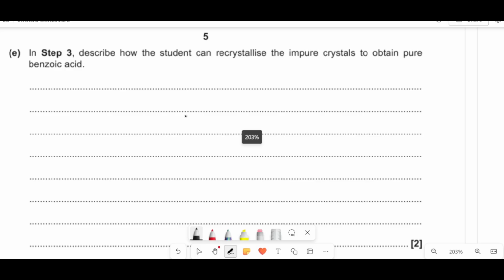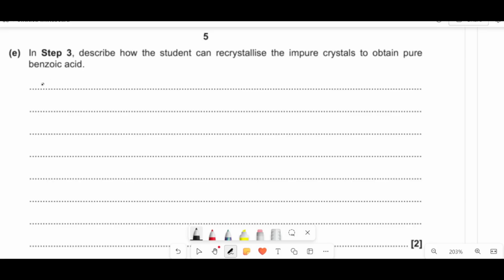Done. So in step 3, describe how students can recrystallize these impure crystals to get pure benzoic acid. The whole point of recrystallization is you're trying to separate soluble impurities from something that's insoluble in this sense. People started talking about using a drying agent. That's where you're separating two liquids using their densities in a separating funnel and then drying them after. Here, we're not doing that. We're trying to separate out a solid product.